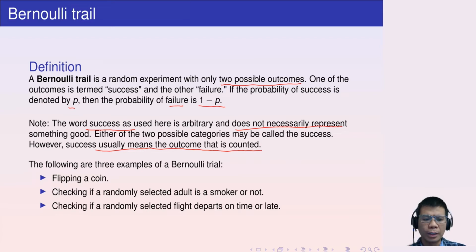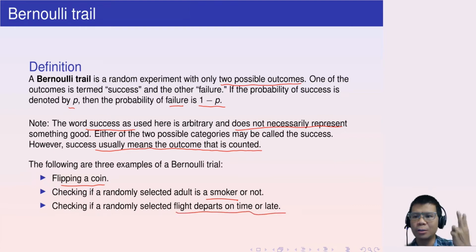Here are some examples. Flip a coin: two possible outcomes. Check whether a randomly selected adult is a smoker or not: two possible outcomes. Whether a random flight departs on time or late: two possible outcomes. Therefore, these are Bernoulli trials.